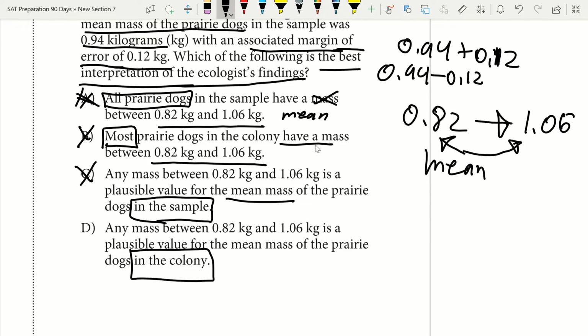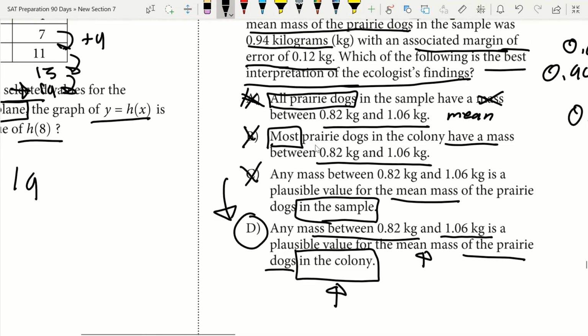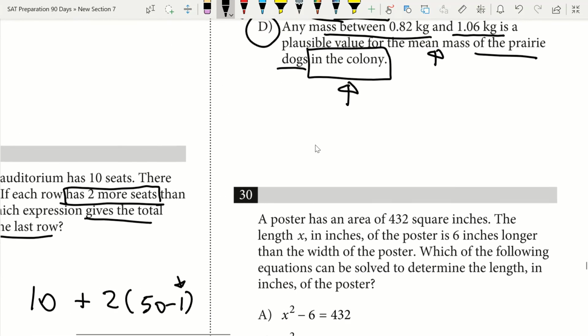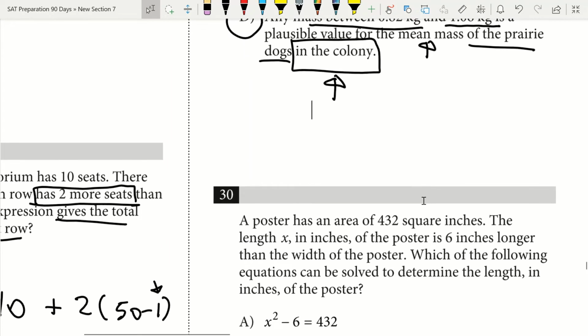So our answer there is going to be D. Any mass between 0.82 kilograms and 1.06 kilograms is a plausible value for the mean mass of the prairie dogs in the colony. We want to apply or interpret that data to where we took that sample from, which was that full colony. So our answer for 29 is going to be D. That one is really dealing with data, understanding how to work with it. That's kind of a statistics question.